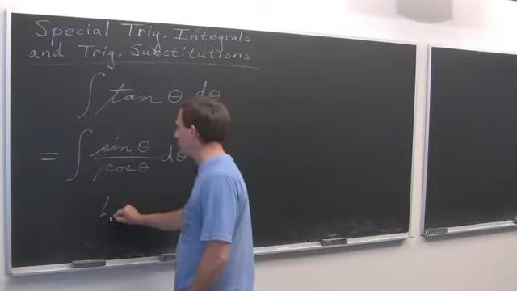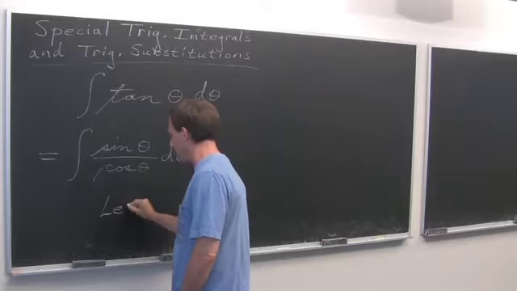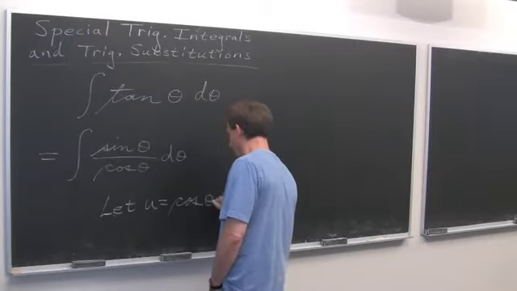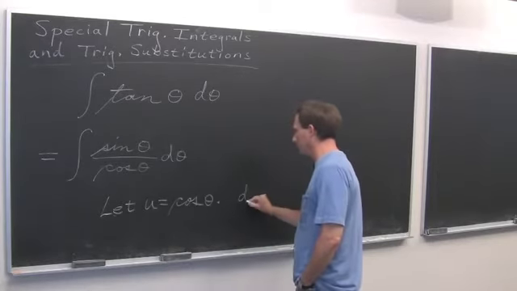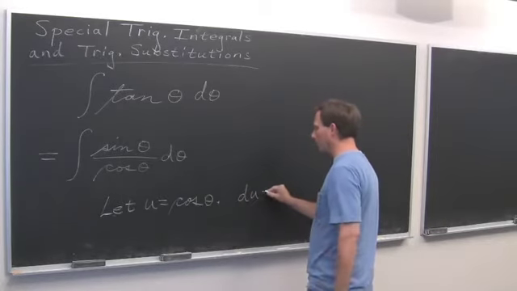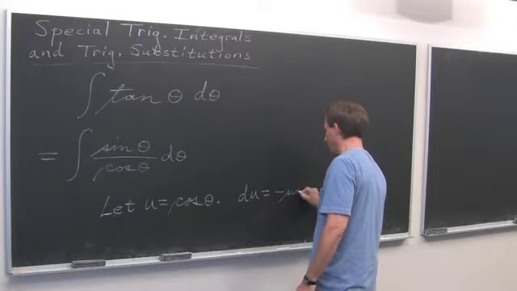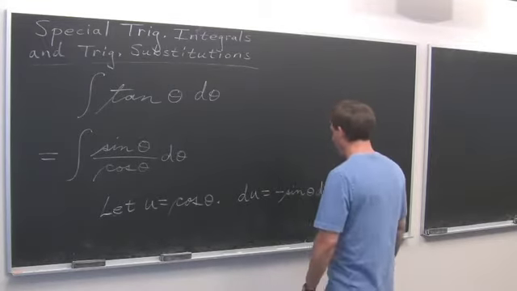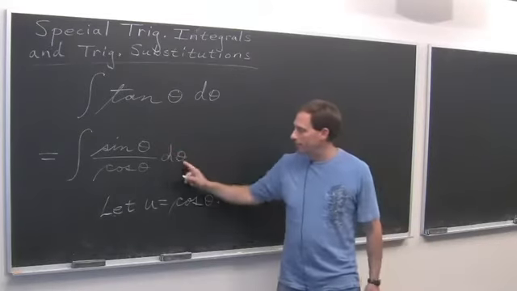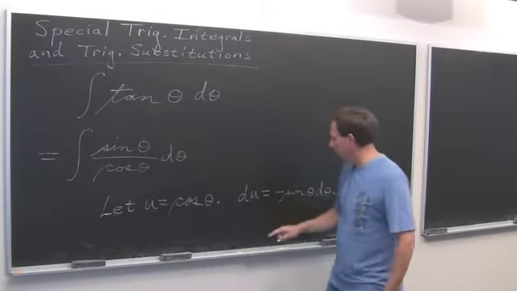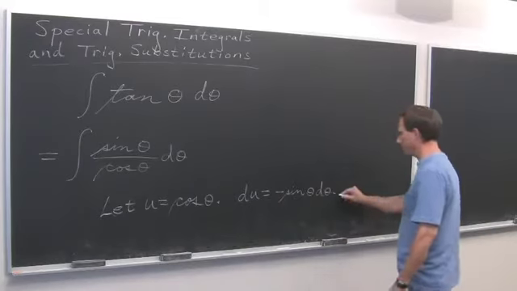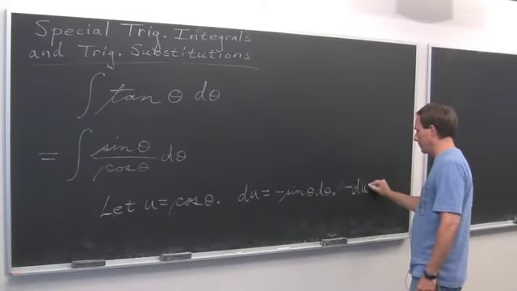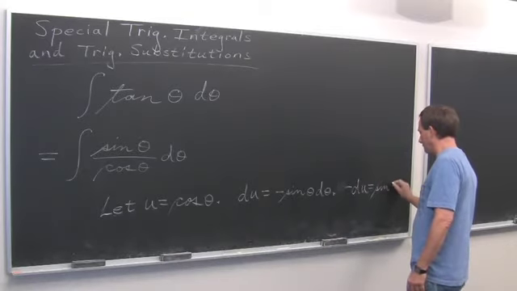If you let u be the cosine of theta, then du is the derivative of cosine of theta, so that's minus the sine of theta times d theta. And we have a sine theta d theta. We don't have this minus sign. That's easy to fix. So write this as minus du equals sine theta d theta.